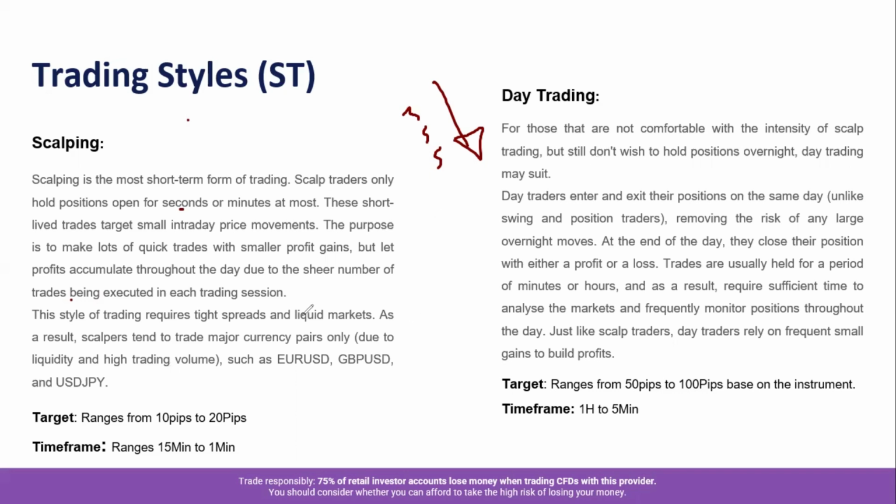All right, so now let's talk about this. The scalping style requires a tight spread and liquid markets. As a result, scalpers tend to trade the major pairs. But right now, some scalpers don't even trade major pairs because of the volatility. Don't forget, they need what? They need a liquid market.